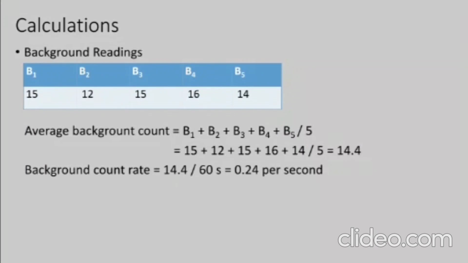While explaining the procedure of this experiment, we saw how we calculate the background readings. We have to tabulate them as shown. We have to take 5 background readings, B1, B2, B3, B4, B5. After taking these, we have to take the mean of these background readings, the average background count. The average background count which we have got is 14.4. Now if we calculate the background count rate, that is 14.4 divided by 60 seconds, we get 0.24 counts per second. This is the first table.